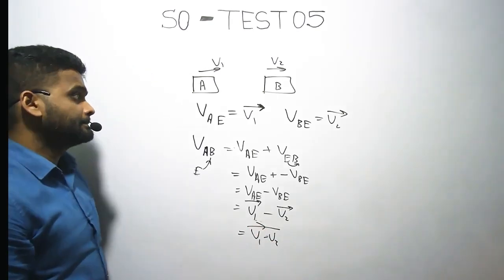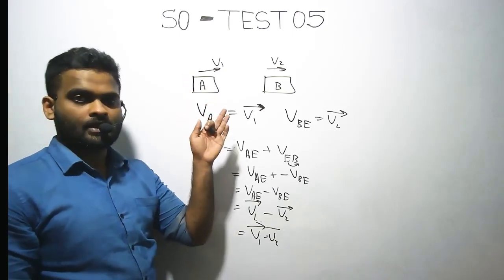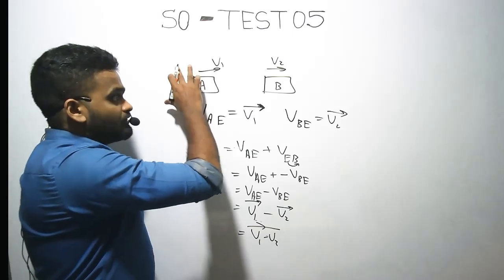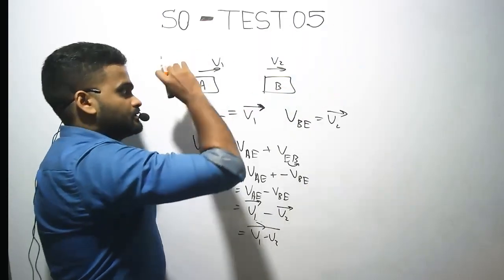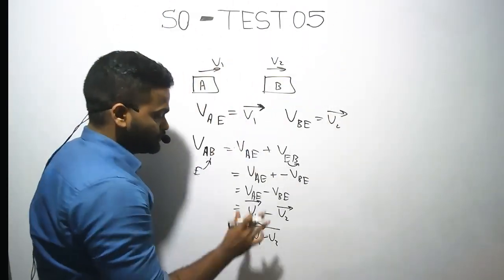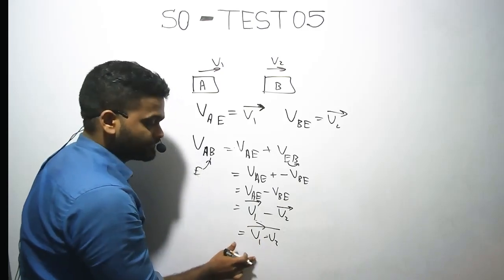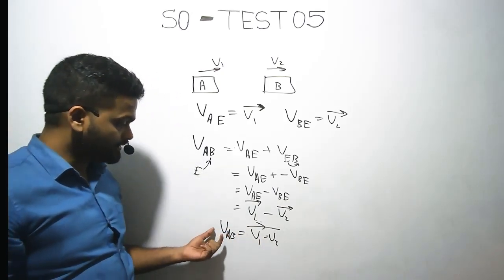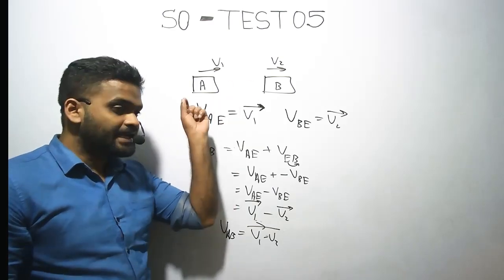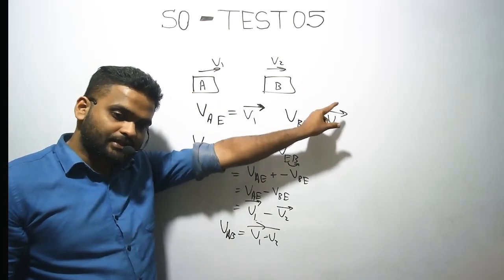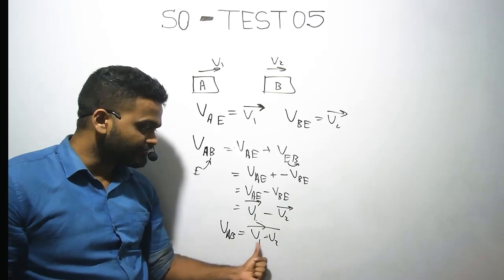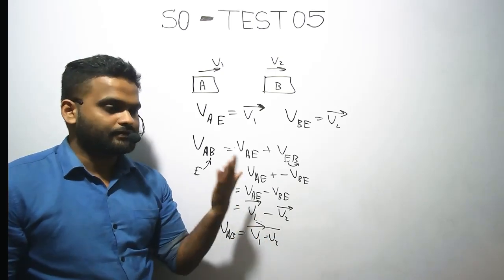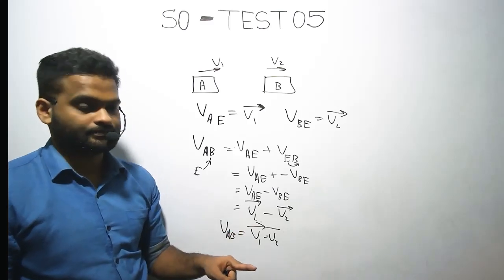Get it? So what does this mean? In MCQs, you can use this. Whenever objects are moving in the same direction, you can just take the difference of velocities. You can use this at once, right? In order to find the relative velocity between two objects, given that they are moving in the same direction, you can just take the difference of velocities, V1 minus V2, right? Then you can figure out the direction.